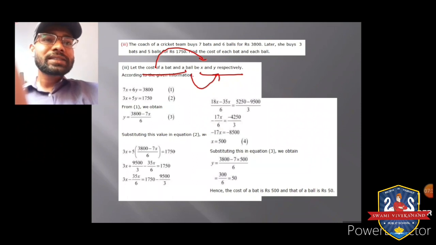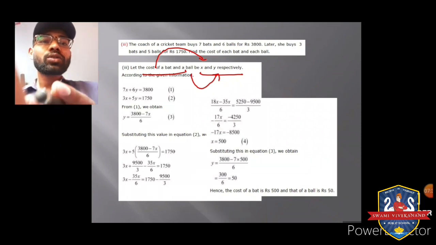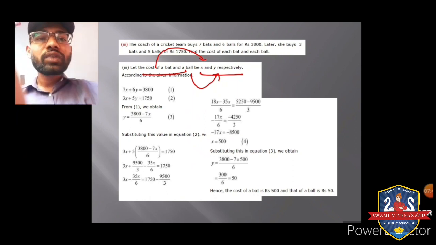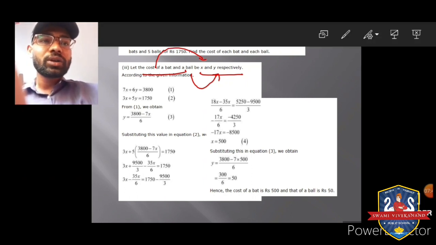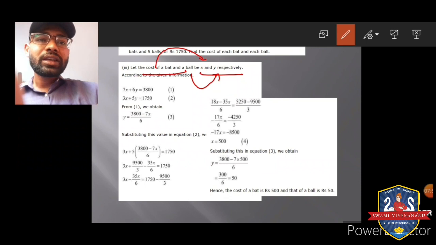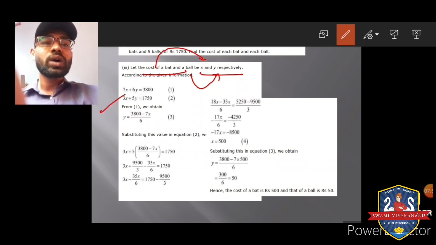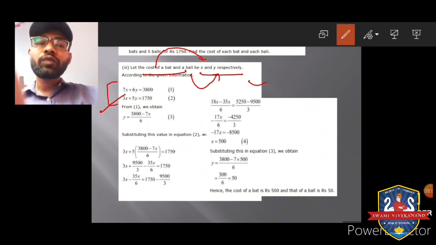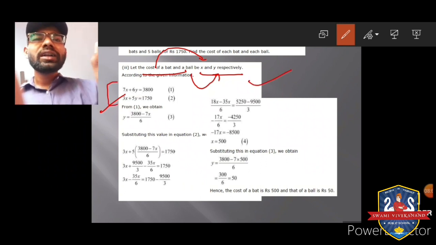What's our statement? 7 bats plus 6 balls. The cost of one bat is rupees x. Then the cost of 7 bats is 7x. So what we get? 7x plus 6y is equal to 3800. In the second equation we have 3 bats and 5 balls. So what we get? 3x plus 5y is equal to 1750. Now our formation is done. It means that 40% of the question is done.